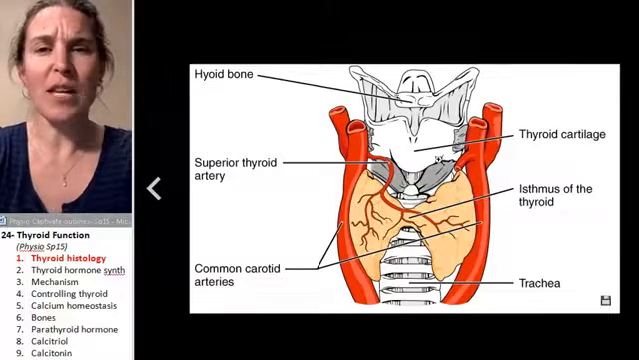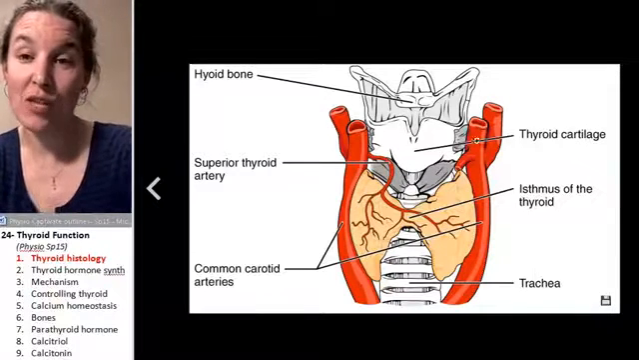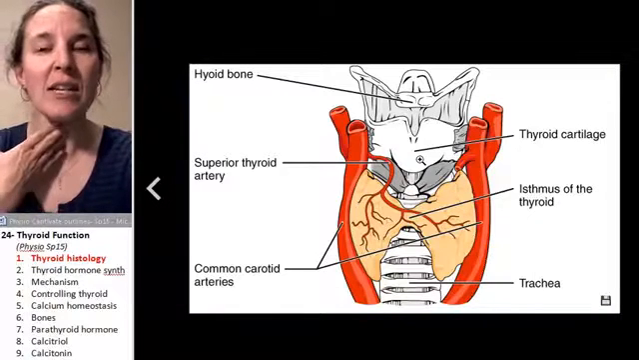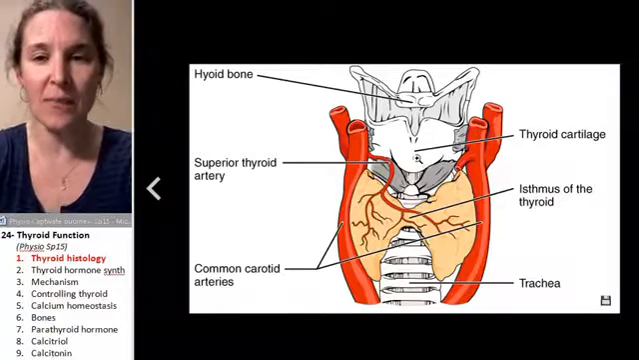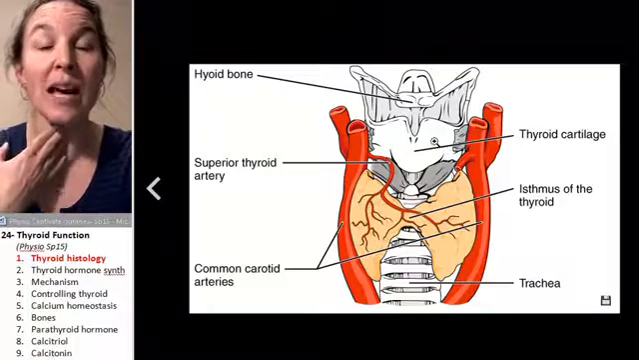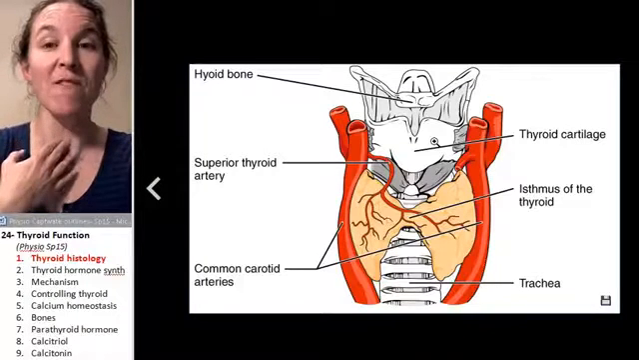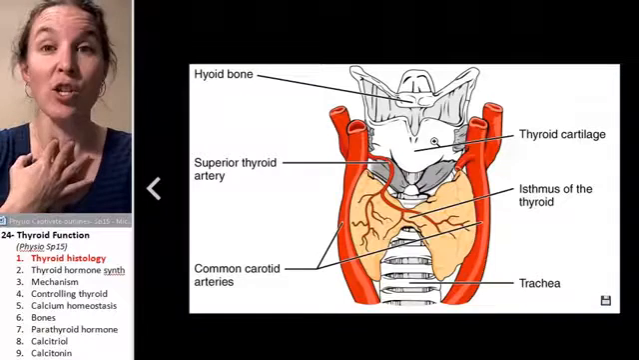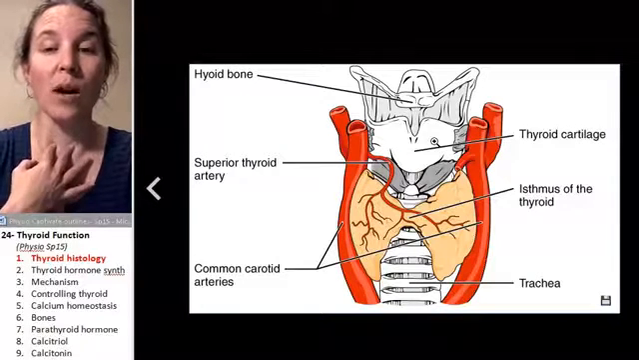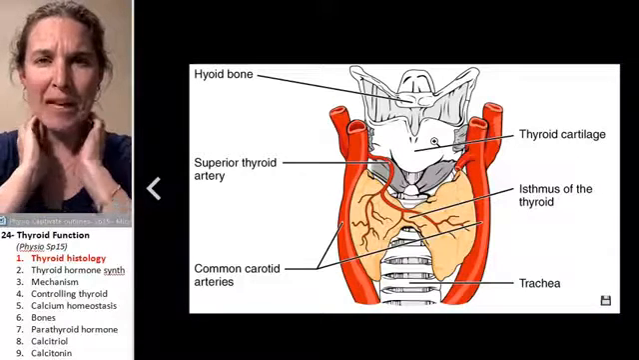This is gross anatomy of the thyroid, super gross. You can see the trachea here, and you can see the larynx. This in particular is the thyroid cartilage of the larynx, also known as the Adam's apple. If you find your Adam's apple, just inferior to that is where your thyroid gland would be. Now, the thyroid gland is kind of butterfly shaped, and it kind of wraps around the back of the trachea as well.